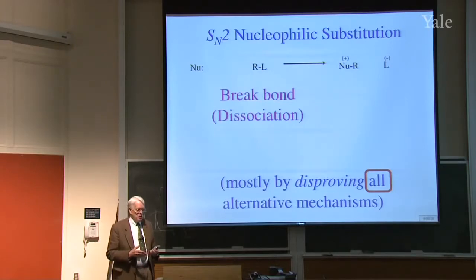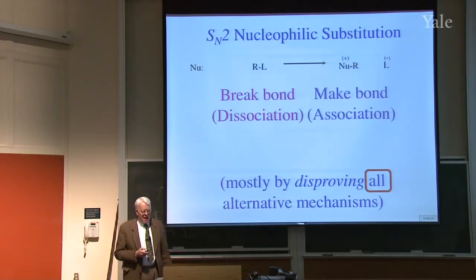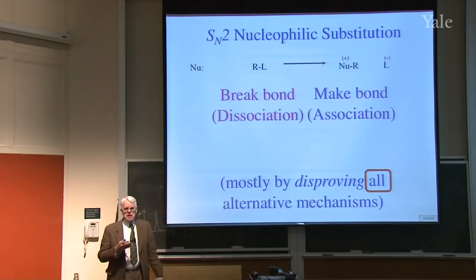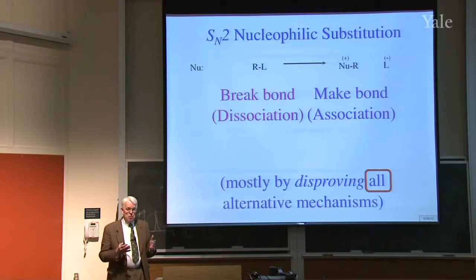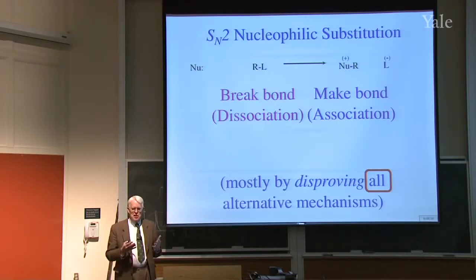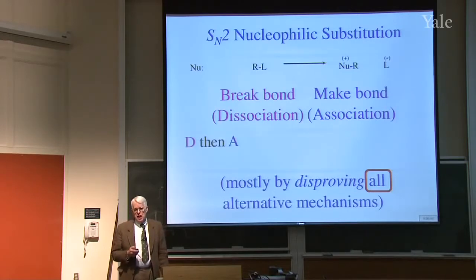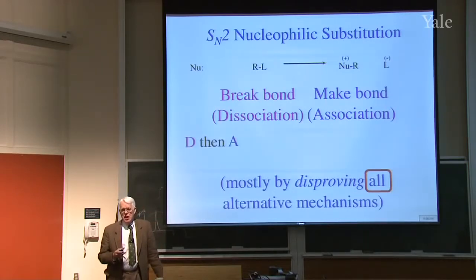Okay, now let's just look at what has to happen. You have to break the R-L bond, the leaving group has to leave, and you have to make the new bond. So there has to be a dissociation and there has to be an association. And you could classify the possible mechanisms by the sequence involved in these two processes. You could first have dissociation and then association, and we'll see that that actually happens. That's called the SN1 reaction.